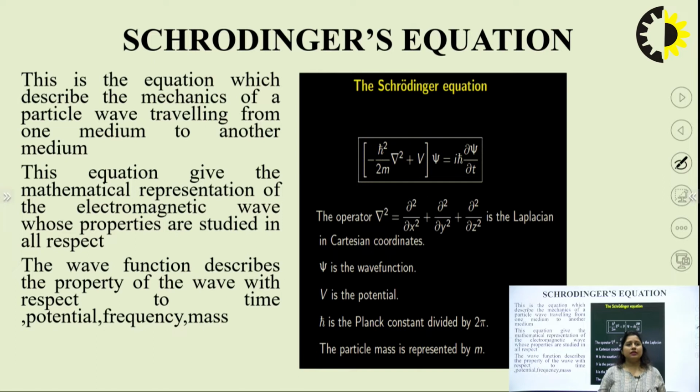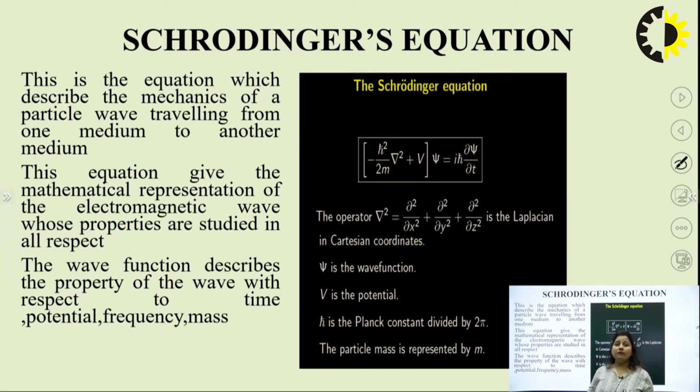Schrodinger proposed that if a wave can have a particle type of nature, then vice versa, a particle must have a wave type of nature. This is the equation which describes the mechanics of a particle wave traveling from one medium to another medium. These equations give the mathematical representation of the electromagnetic wave whose properties are studied in all respects.